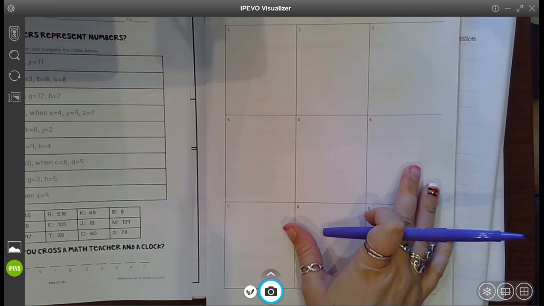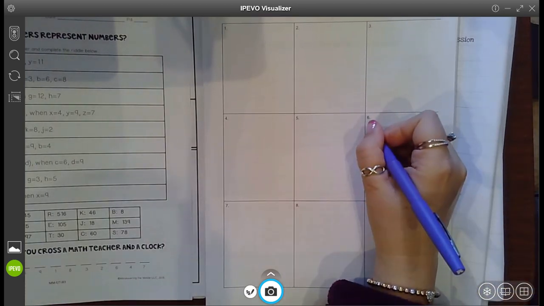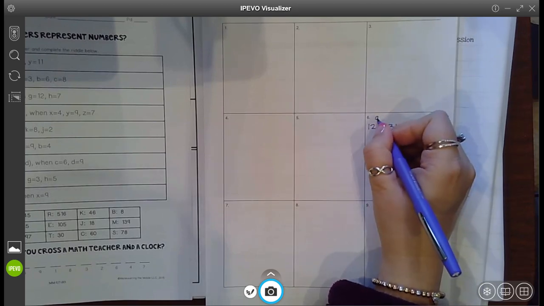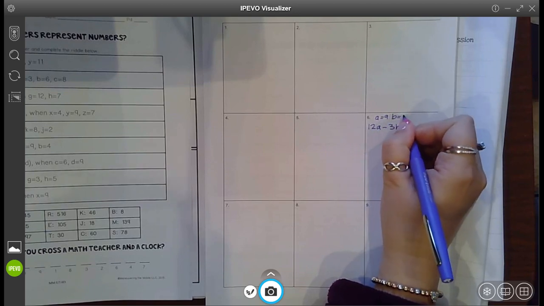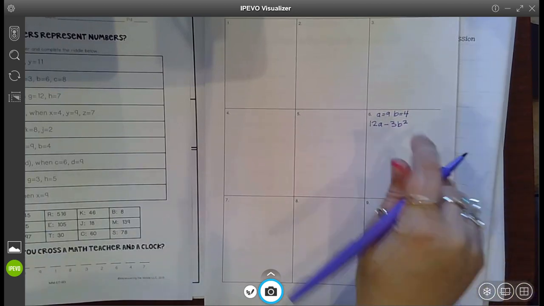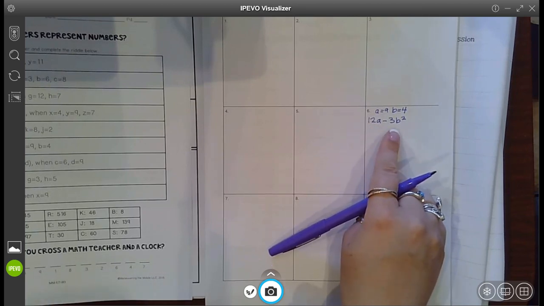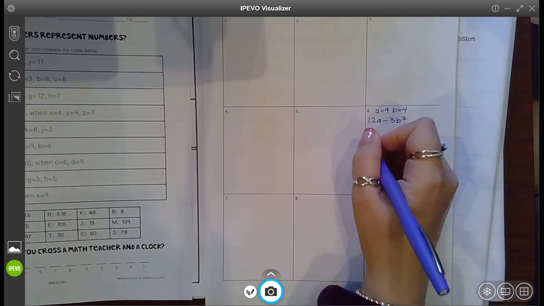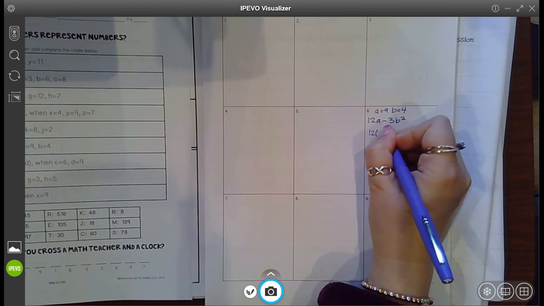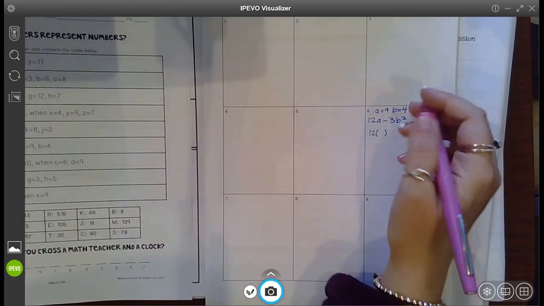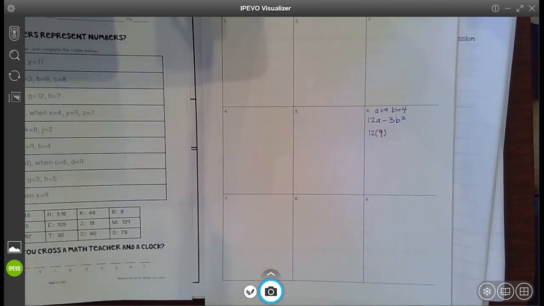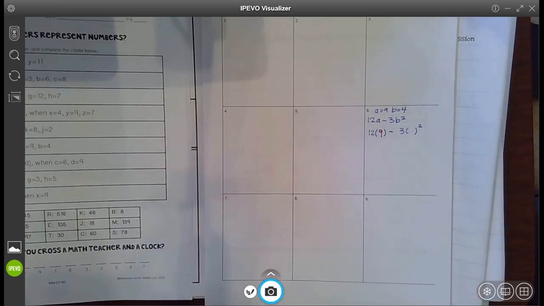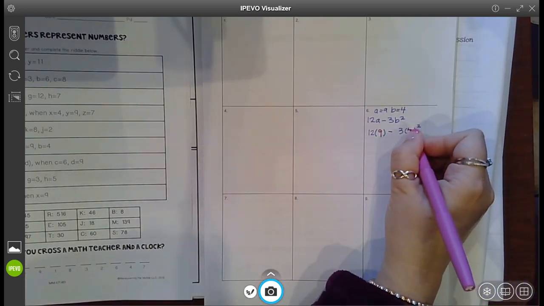So I'm going to start with number 6, and number 6 says 12a minus 3b squared, where a is 9 and b is 4. The first thing you want to do is write your expression, and then after you have it written, you're going to go ahead and substitute in or replace the variable with what it stands for. So I have 12 times a, and a is 9, minus 3 times b squared. And I'm going to replace the b with a 4.